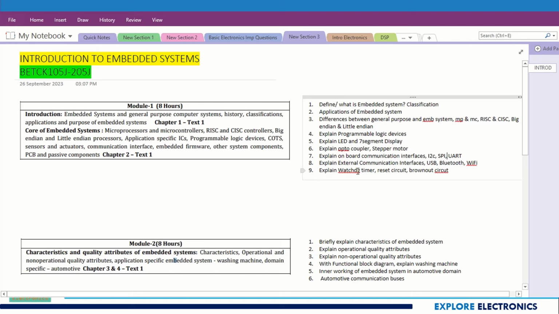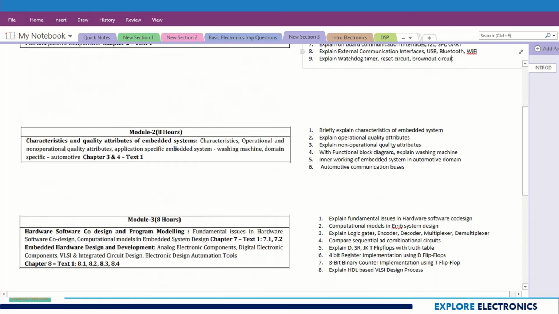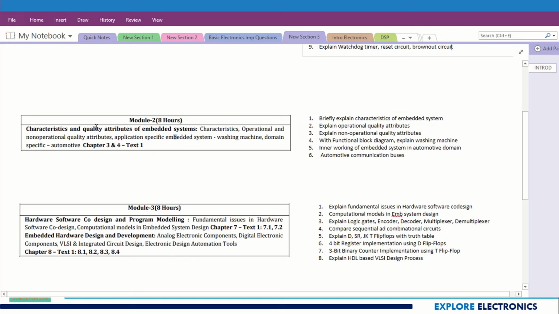And explain watchdog timer can be expected, or a reset circuit or brownout circuit can also be expected. So these are a few questions from module 1 you can expect. Coming to module 2, it is characteristics and quality attributes of embedded system. So directly characteristics of embedded system will be the important question, and also operational quality attributes and non-operational quality attributes. So from these questions, you can expect two questions, I think. And functional diagram explain washing machine, this is also a very important question.